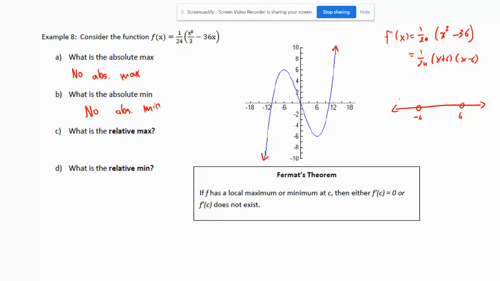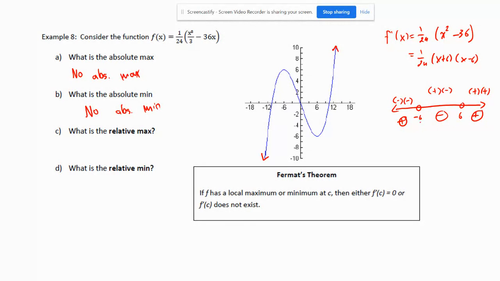If I take a number less than -6, I get negative times positive. And then in between, I get positive times negative, which is negative. And then I get positive times positive in my last interval. So I get a positive region over here. All right, so here's what the first derivative test is saying. We've done a first derivative and we've done a number line analysis.